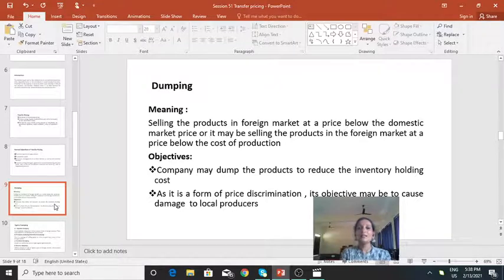Okay. Then the next one is dumping, the most common aspect which you know. What is it? Selling the products in a foreign market at a price below the domestic market price, or selling the products in the foreign market at a price below the cost of production. Why will exporters do that? There are mainly two objectives. One is that the company may dump the product to reduce inventory holding cost. They may have excess stock and no idea how to sell it, so in order to dispose of it, they may dump it. Or, as it is a form of price discrimination, the main objective may be to cause damage to the local producer in the foreign market.